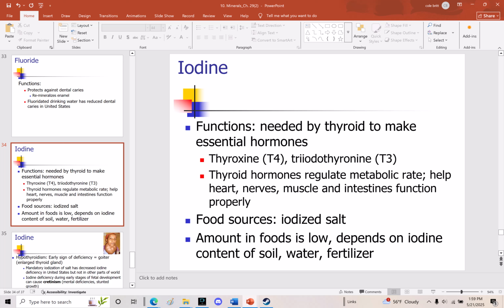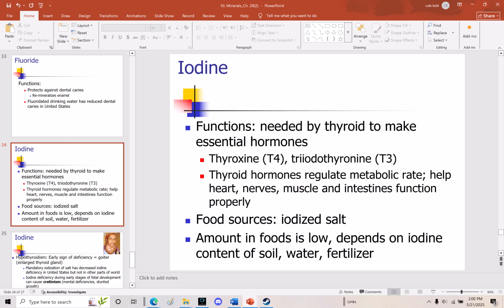So food sources, we really just find it with salt, a lot of iodized salt, especially in the United States. And it depends on the soil. So in some countries, they don't have a lot of iodine in the soil, and they don't have a lot of iodized salt, and that's where you see iodine deficiencies.